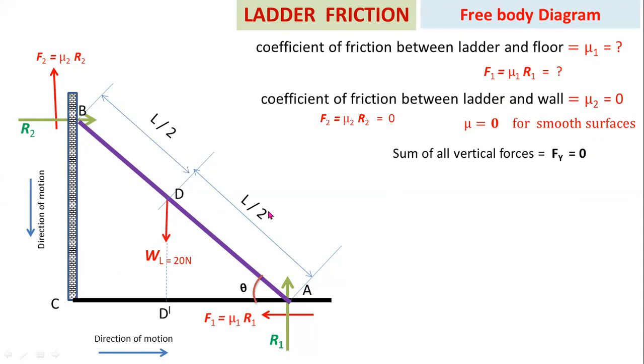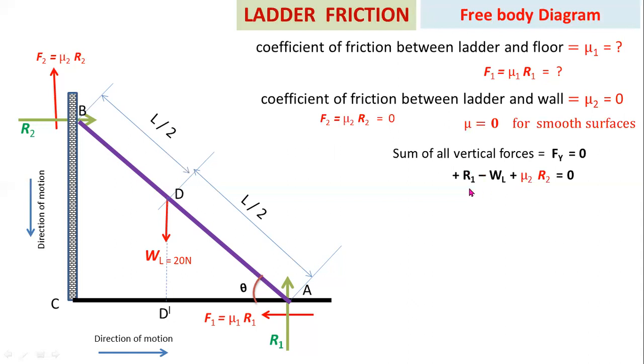Now resolve all the forces along the y-axis. Here R1, F2 and WL, these three are the vertical forces. You have to consider these three forces. For the upward direction you have to consider the positive side, for the downward direction the negative side. Here R1 minus WL plus mu2 R2.